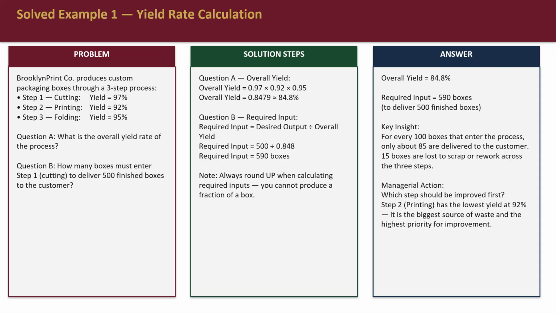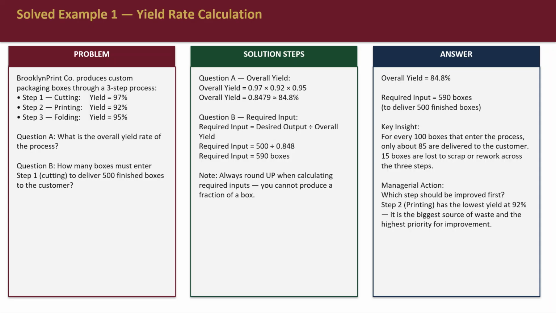Question B asks how many boxes must enter cutting to deliver 500 finished boxes. Divide 500 by 0.848, and you get 590. Notice we round up, because you cannot make a fraction of a box. Now read the insight on the right. Out of every 100 boxes that enter, only about 85 reach the customer. 15 are lost along the way.